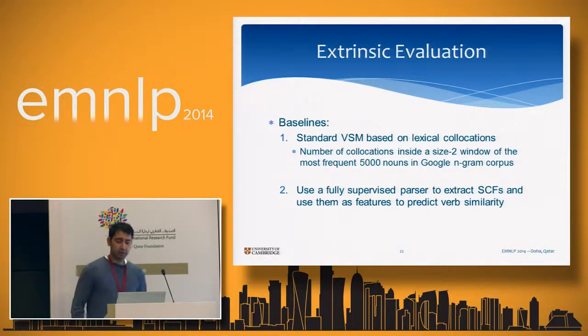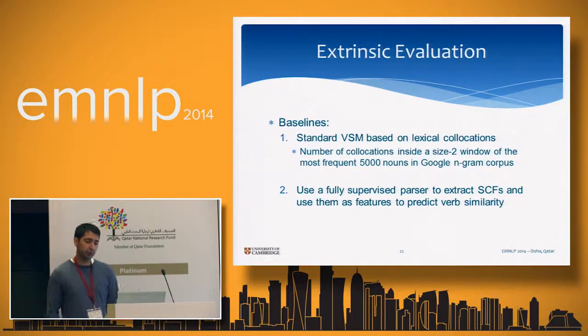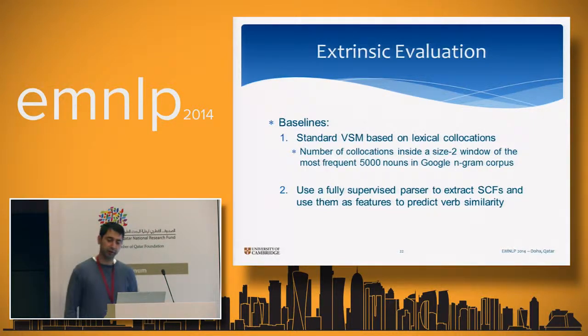And we have two baselines, a standard VSM based on lexical collocations. So we simply use a size two window of the most frequent 5,000 nouns in the Google Ngram corpus. And for the second baseline, we used a fully supervised parser to extract those SCFs and then use them as features to predict the verb similarity. So our parser here and our SCF extraction system is trained on the Wall Street Journal.